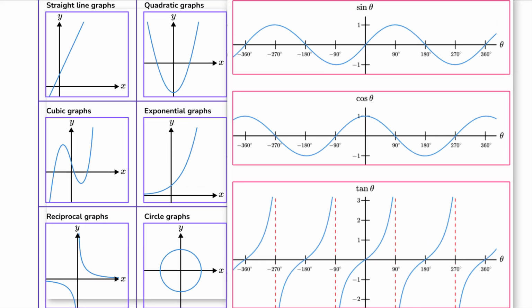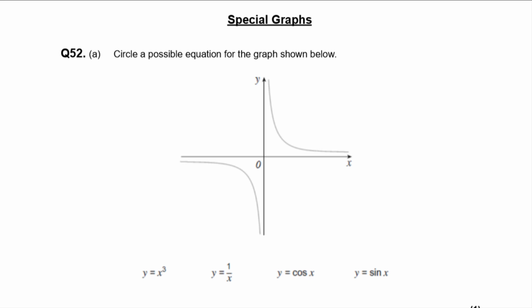And circles, actually. So, anyway, question 52, circle a possible equation for the graph below. Well, this is a reciprocal curve. I know straight away, because I know my graph types, it's going to be that one there. Okay, y equals x cubed, that's a cubic, looks like that. Y equals cos x is that wibbly wobbly one, and sin x is a wibbly wobbly one that starts in a different place. So yeah, it's none of those, it's going to be y equals 1 over x.